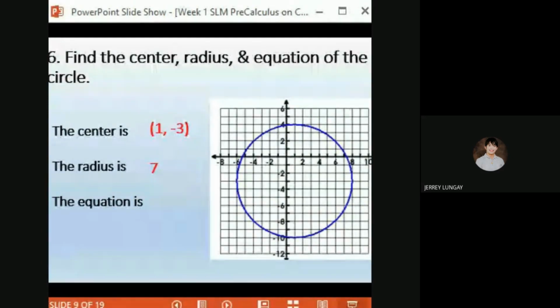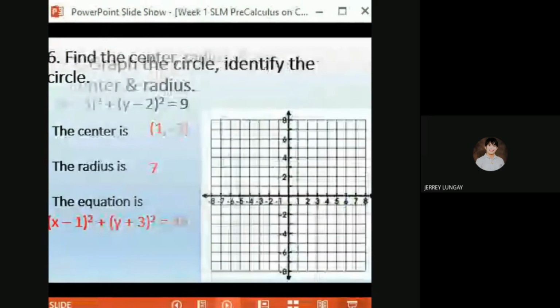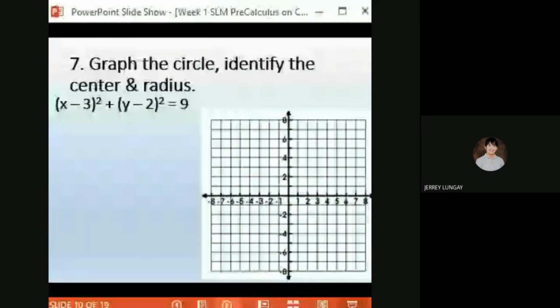Okay, very good. Phil Joy: x minus 1 squared plus y plus 3 squared is equal to 49. But 7 times 7, or 7 to the 2, is equal to 49. 45 is not a perfect square, but 49 is a perfect square. Okay, I will give 10 points for Phil Joy. How about this one, class?